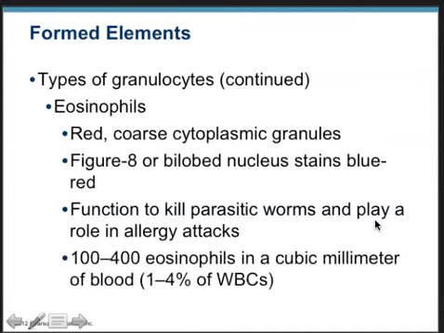You have between 100 and 400 eosinophils in a cubic millimeter of blood. This makes up between 1 and 4% of your white cells.